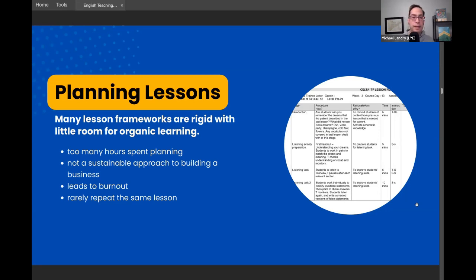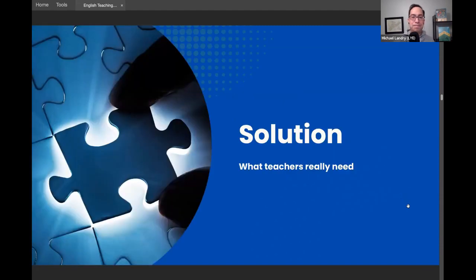And again, it's tough because we very rarely repeat the same lesson. So what's the point of actually going through and investing all of this time and energy into something that we might use once, and then we're left with nothing. So what is the solution?